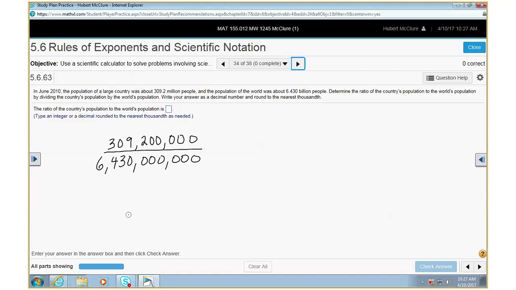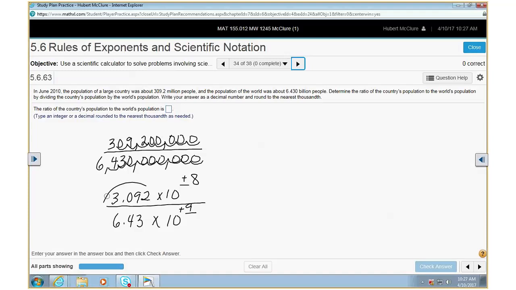So that's going to be 3.092 times 10 to the blank. And we'll go 1, 2, 3, 4, 5, 6, 7, 8. And it'll be positive. Over 6.43 times 10 to the blank. 1, 2, 3, 4, 5, 6, 7, 8, 9. Oops, it's going to be a positive 9.